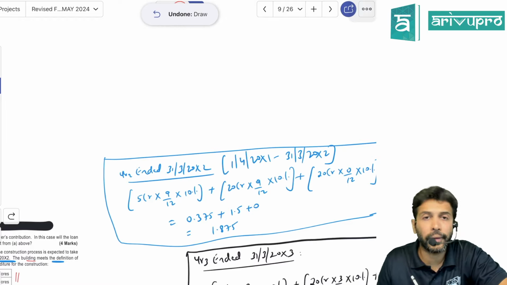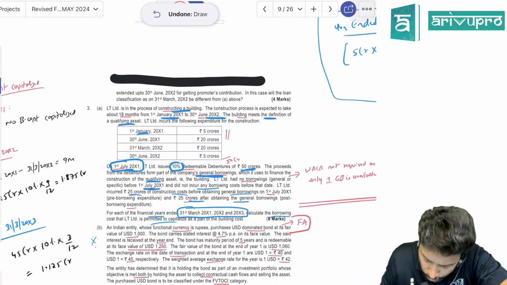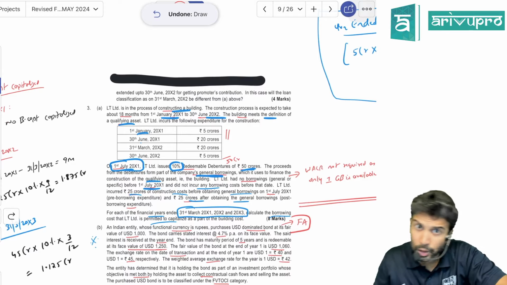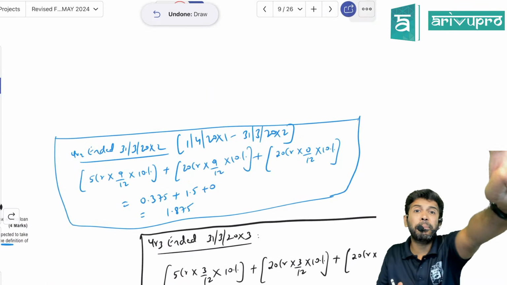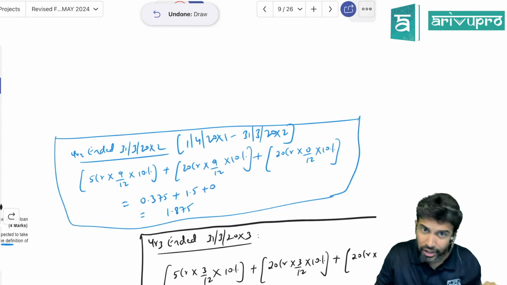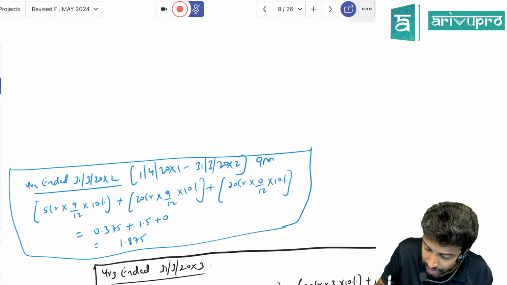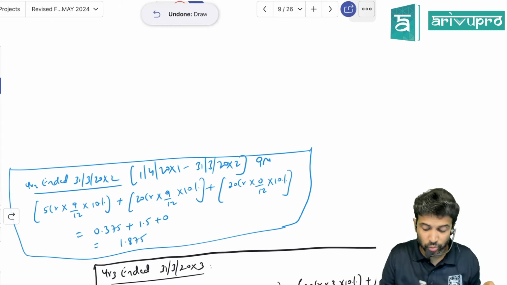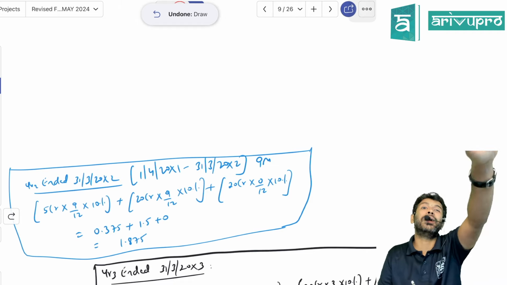Sir, did you take the borrowing on 1st April? No. Borrowing came only on 1st July 20x1. That means April, May, June, borrowing was not there. Sir, this is general borrowing, which means we have to use weights. No, the weightage here is what, sir? 9 months into 9 by 12 you have to do over here.